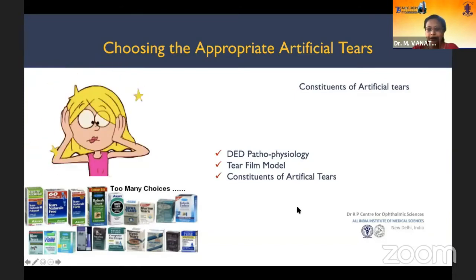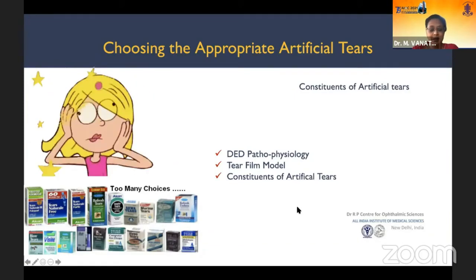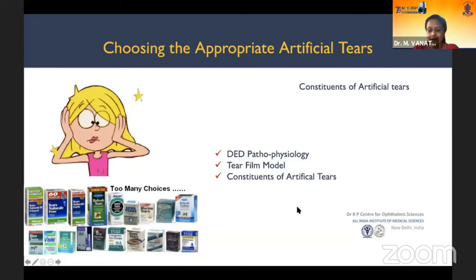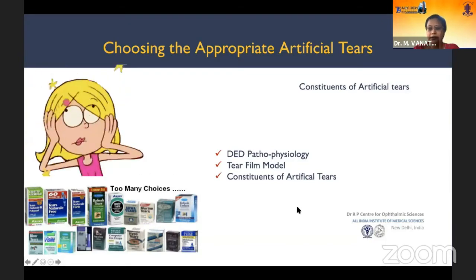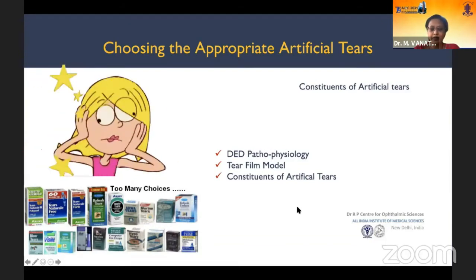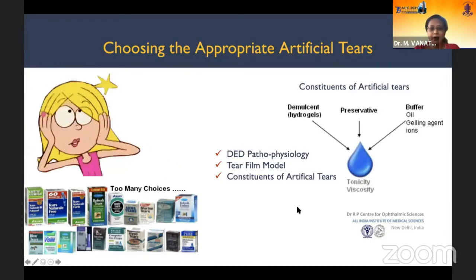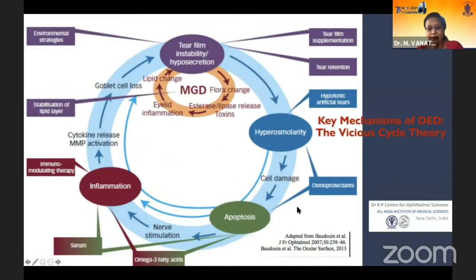So this is what all physicians, all clinicians face when they look at the battery of products which are now available over the counter for managing dry eye disease. Which one is going to be more optimal? We've seen this vicious circle chart in almost every talk of dry eye.